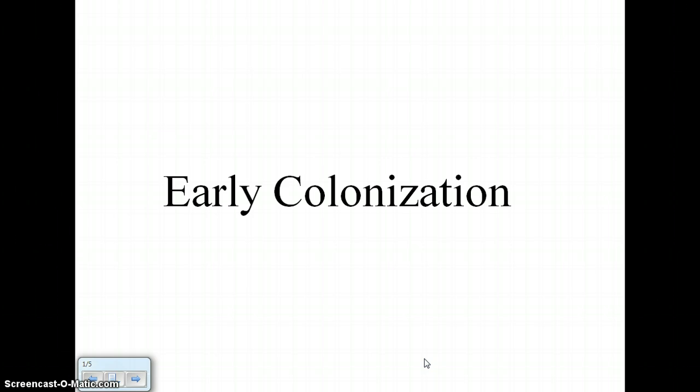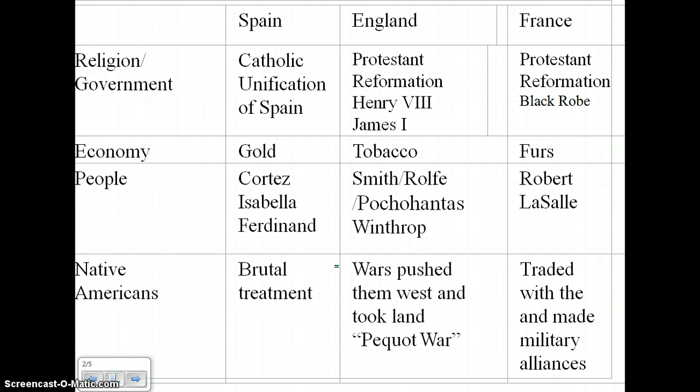And as you prepare for the quiz or later in the year when you prepare for the midterm, you might want to revisit this to familiarize yourself with the content that we covered this week. So with that in mind, let's talk about early colonization.